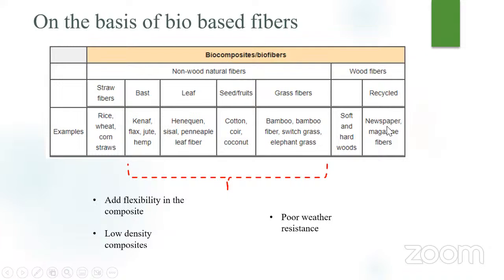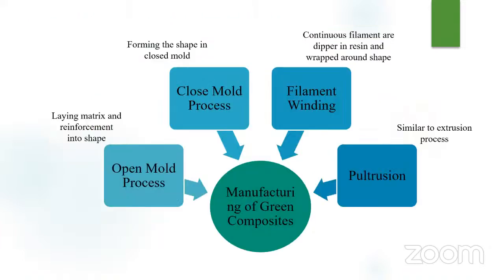So these materials add flexibility in the composite. They provide strength to the composite. They provide the overall mechanical strength to the composite. And along with it, they also reduce the cost of the material. So basically, composites are important because they have a high strength to weight ratio. Means with low weight, they have a higher strength.